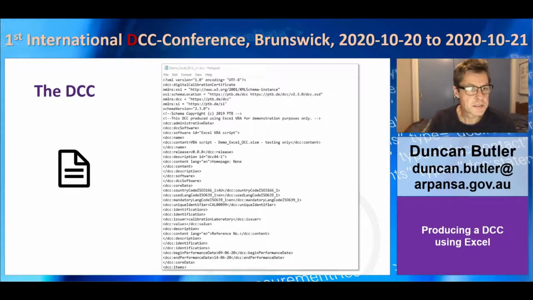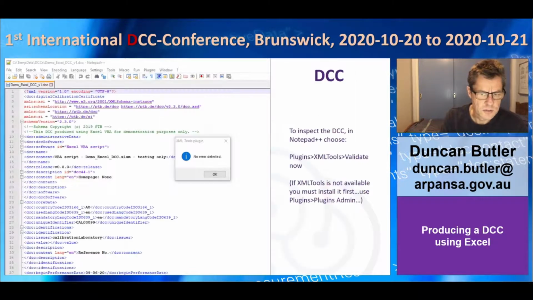Then we look at the DCC, which is a text file. So I've opened it in Notepad just to show that you can do that. It's a bit hard to read in Notepad because it's all the same color. I don't think it opens in Word very well because Word tries to interpret it. But the best way to open it is in Notepad++, which I've done here. And then you can use this plugin, XML Tools, and you can validate this against the PTB schema. And that means if there are no errors, then it is a DCC.